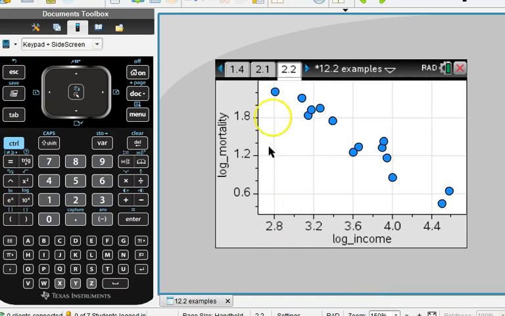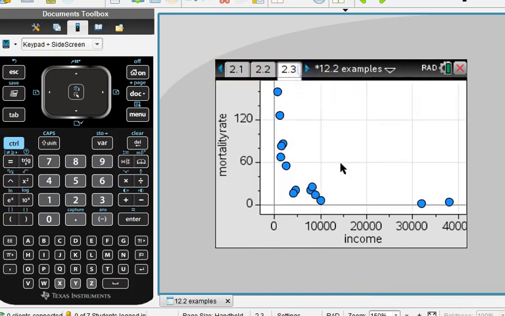Now does it make sense that the original graph did look like a power function? I'm going to go back and look at the original graph. It actually really does, because I would not expect to have a 0 income, nor would I expect to have a 0 mortality rate. I would just expect my mortality rate to get closer and closer to 0 as the income goes up, and I could see an income getting really close to 0, but it would be unrealistic to have either be exactly equal to 0.